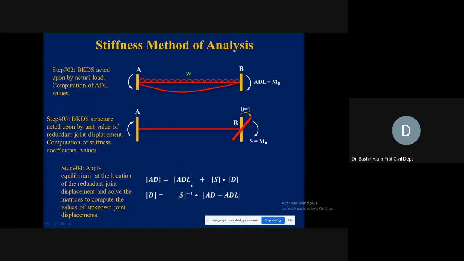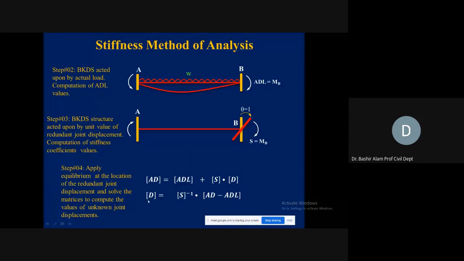So AD is coming from the previous slide, ADL will be coming from here and S will be coming from here. Now, how much should be the actual displacement which should match the actual roller condition? That is still unknown. We put it here. Now AD will be known, ADL will be known, S will be known. The only unknown will be D.